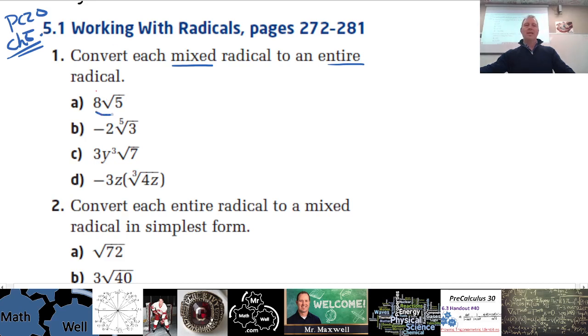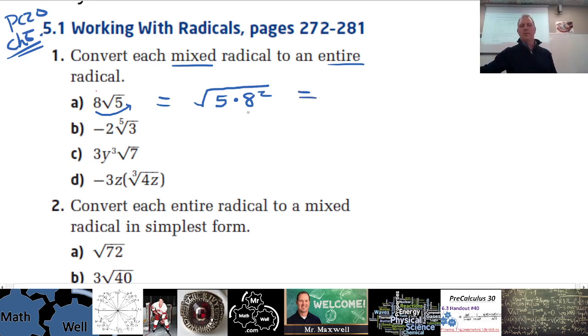So in order to convert each of these mixed radicals to an entire radical here, again, you have to think about, is this a square root or a cubed root? And for the 8 to get inside the square root club, it has to get squared. So this can be rewritten as 5 that's already in there times 8 squared. Okay? 5 times 8 squared. That's how you can get that coefficient from outside to inside the club.